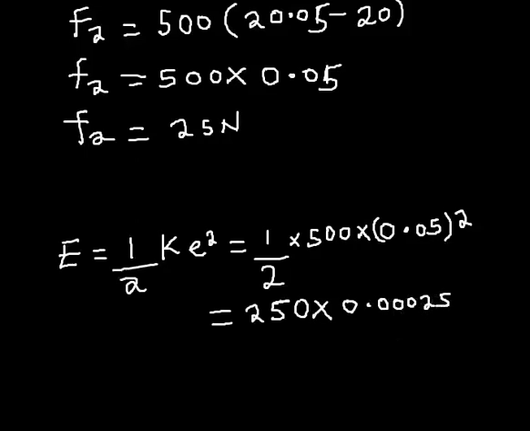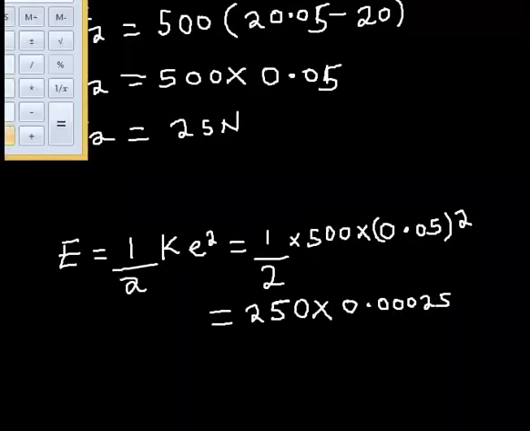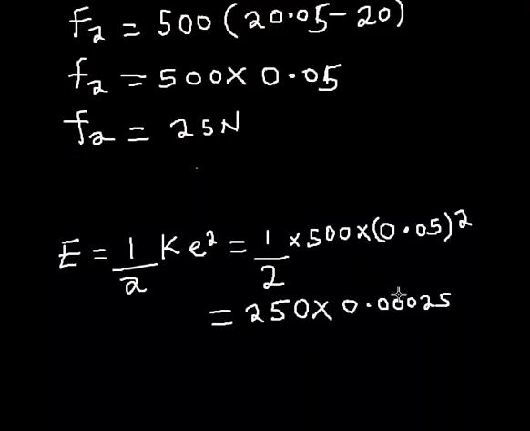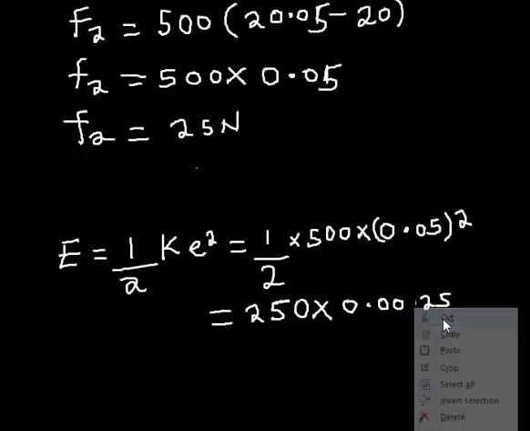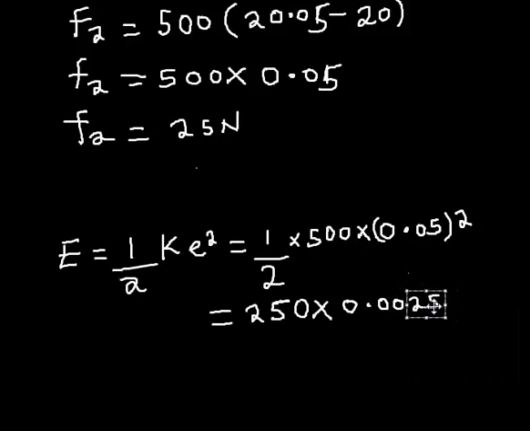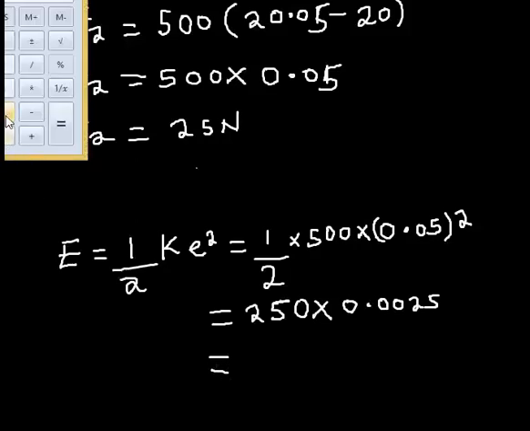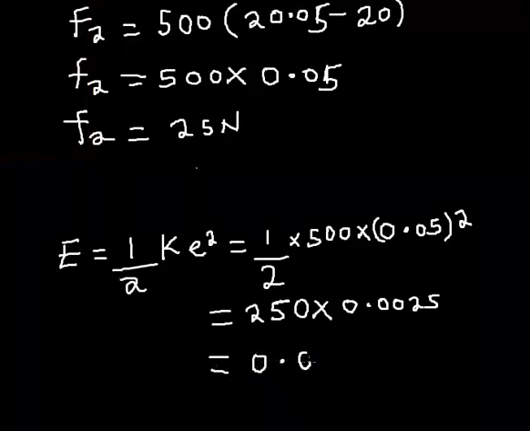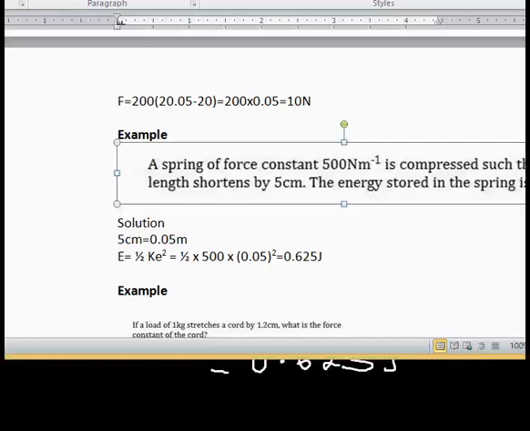But let me be sure. 0.05 squared is 0.0025. Alright, so now my final answer is going to be equal to 0.0025 times 250. What do we have? That's going to be 0.625 joule. So the energy is 0.625 joule. As simple as that.